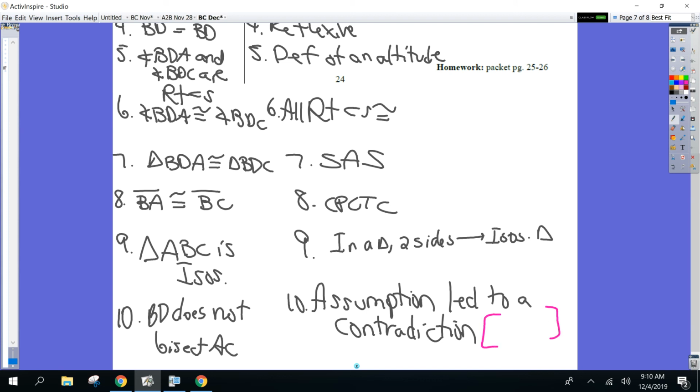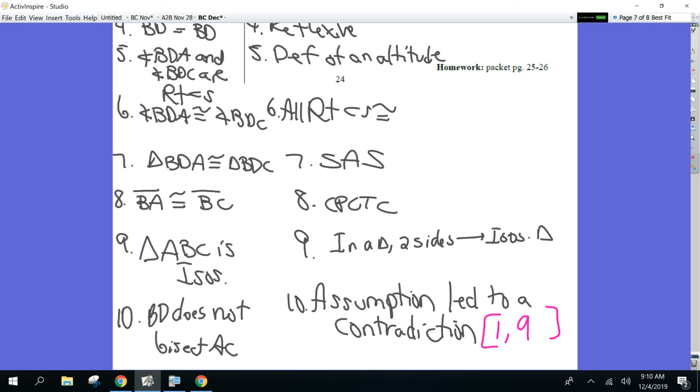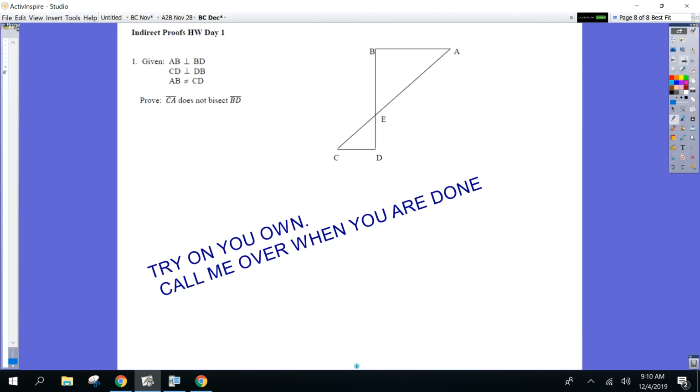Whoa, where's your contradiction? Step 1, the given, and where'd you contradict it? By saying it was isosceles in 9. Nice job. All right, final thing you've got to do here for me. You're going to start the homework, but I would like to see the first one when it's done so I know you're on the right track. Okay, so put your paw up when you're done. I'll come over, take a look at it, make sure you're not missing any steps.